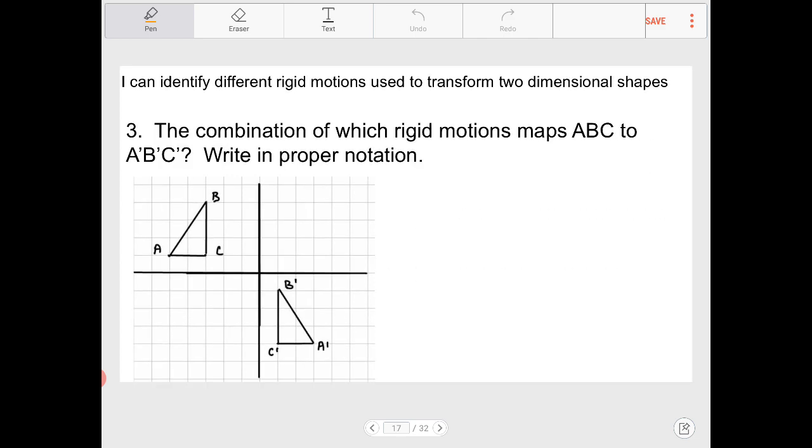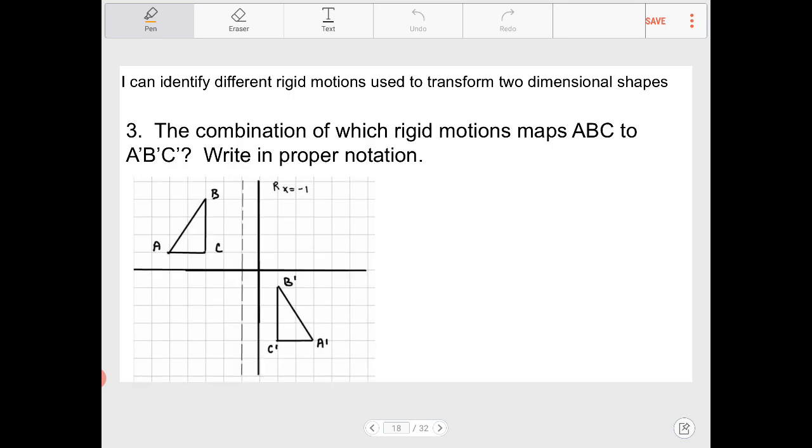So the combination of which rigid motions will map ABC to A prime, B prime, C prime then? Write it in proper notation. Again, there's no one correct answer for this. If you were to write a rule to describe this rigid motion, what would that be? Pause the video. Again, there's no one right answer for this, so having thought about this, let's take a look.